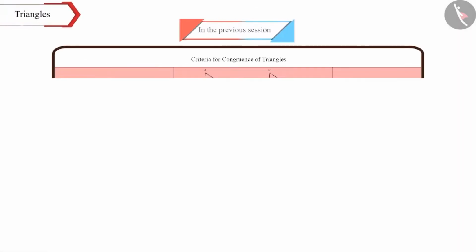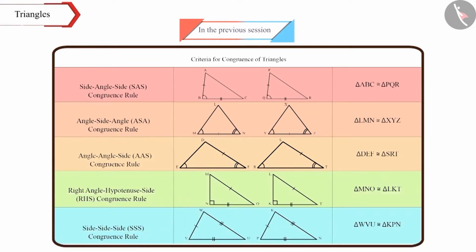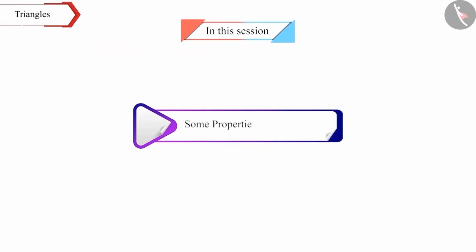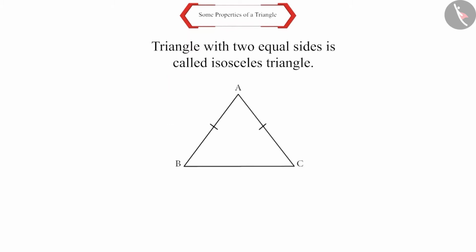In the previous video, we discussed some criteria of congruence of triangles. Today, using these, we will discuss some properties of a triangle, especially those triangles that have two equal sides. Friends, in the previous session we have learned that a triangle with two equal sides is called an isosceles triangle.